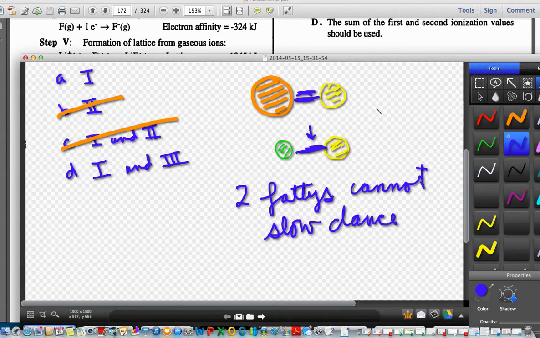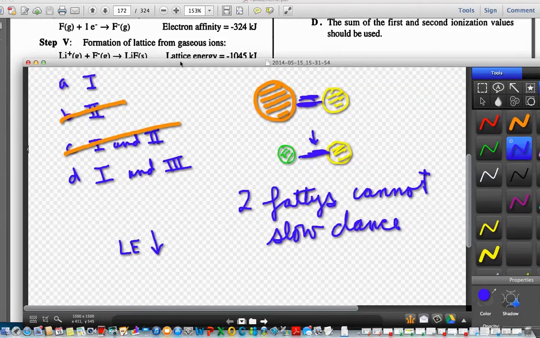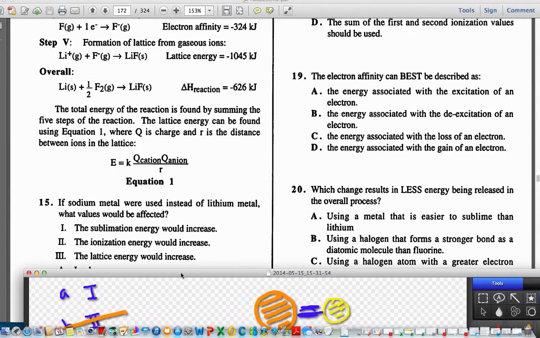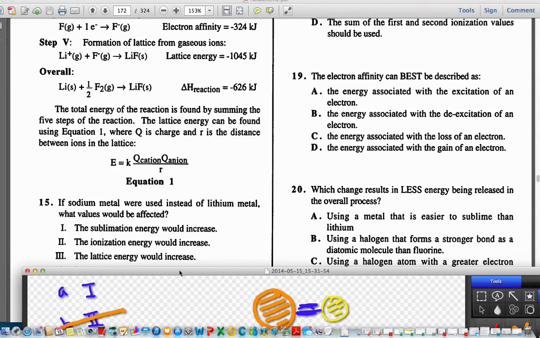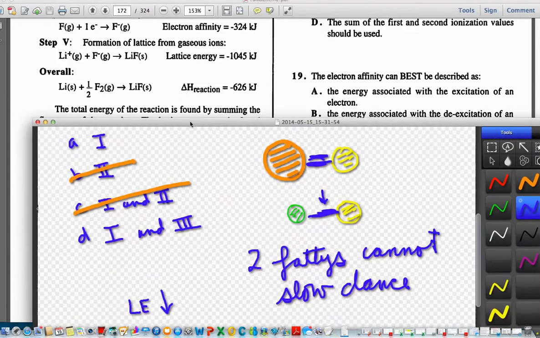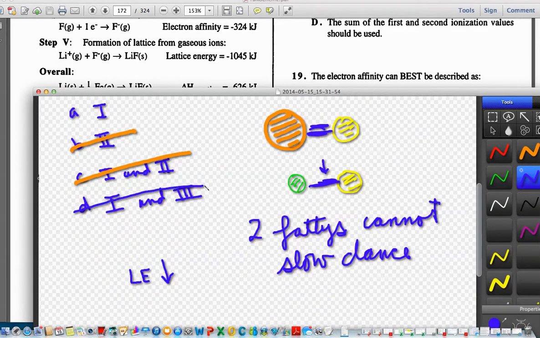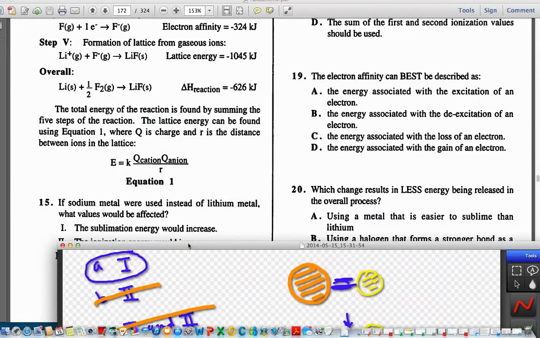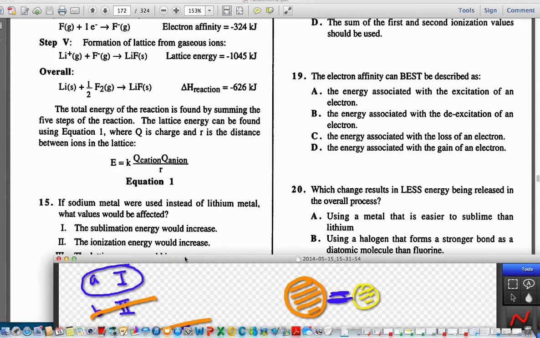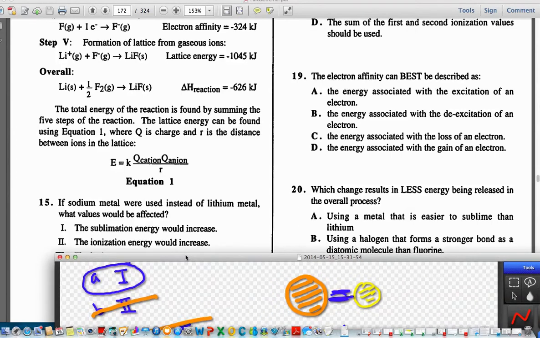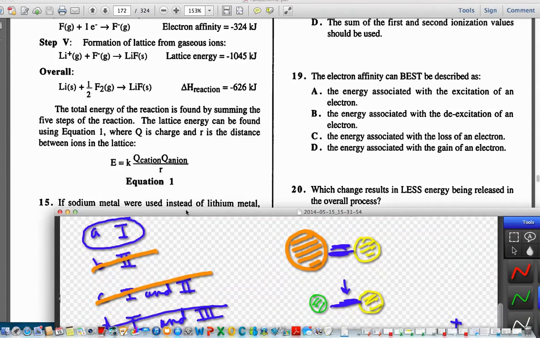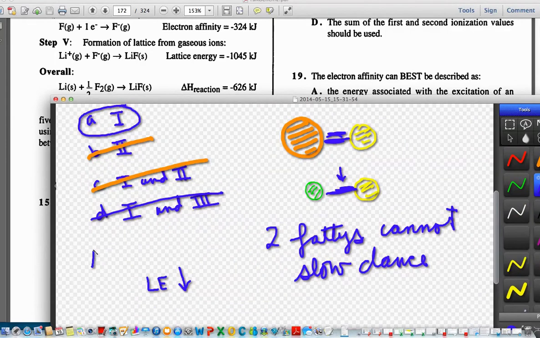So this means that the lattice energy would decrease for sodium. If we look at the answer choice, it's the opposite. So it can't be D either, which means it must be A. And we don't have to evaluate statement 1. We know it's got to be the best answer.